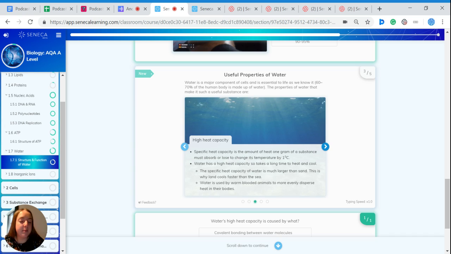Water has a high heat capacity. A specific heat capacity is the amount of heat 1 gram of a substance must absorb or lose to change its temperature by 1 degree C. Water has a high heat capacity, so it takes a long time to heat and cool. The specific heat capacity of water is much larger than that of sand. This is why land cools faster than the sea. Water is used by warm-blooded mammals to more evenly disperse heat in their bodies.